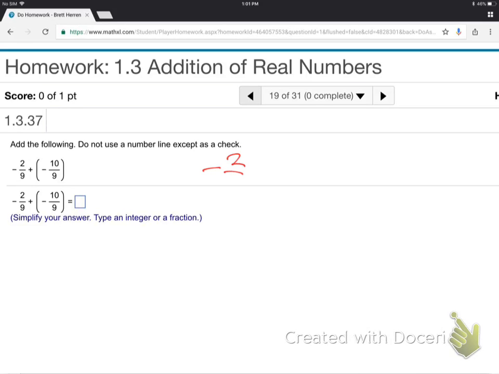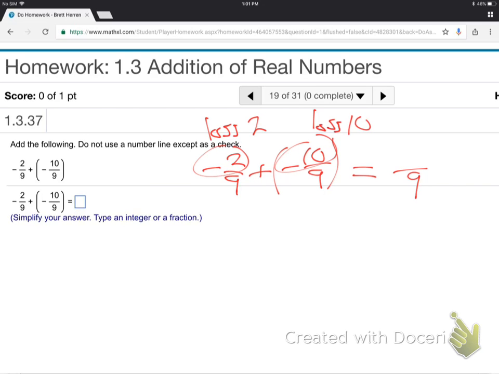Okay, so minus 2/9 plus minus 10/9. It's not multiply again because it's not right up against the parentheses. So keep the common denominator of 9. And then what do we do with the negative 2 and the negative 10? It's a loss of 2 and a loss of 10. So you lose $2, you lose $10. You lost $12, didn't you?